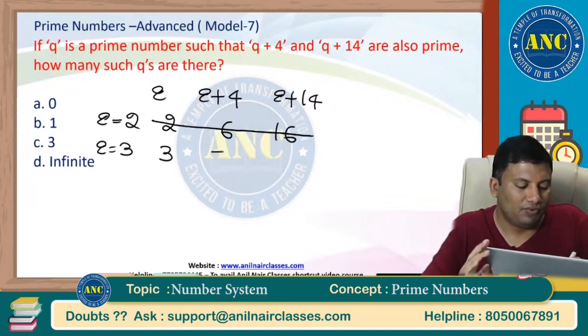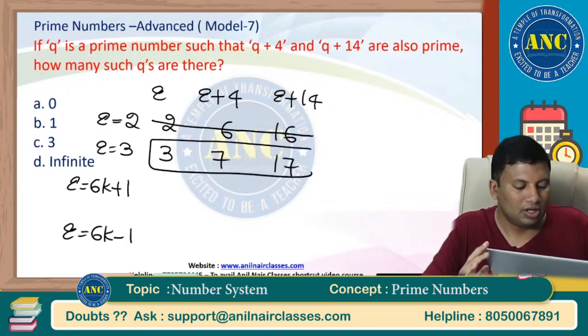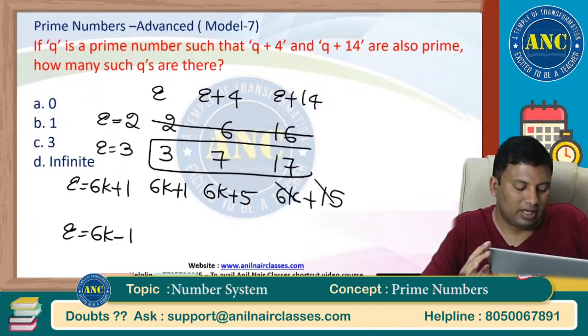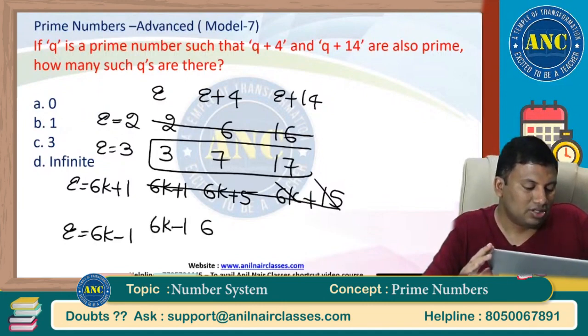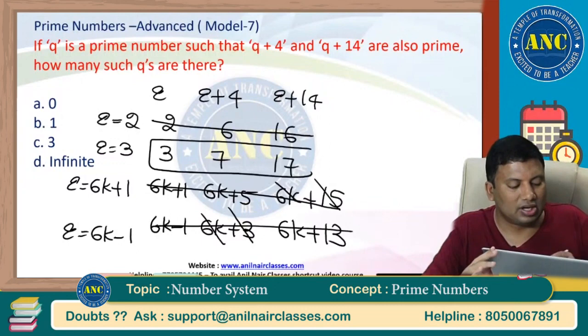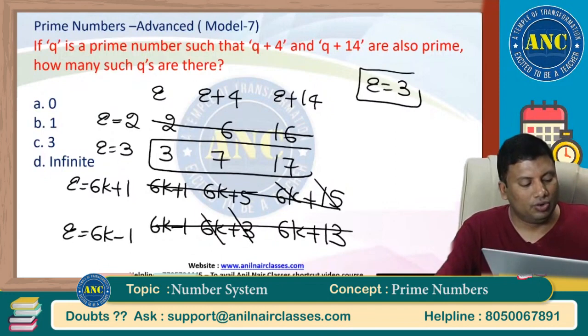Q is 3, 7, 17. It is possible. Any prime number greater than 3 is of the form 6k plus 1 or 6k minus 1. If you see these, 6k plus 1, 6k plus 5 and 6k plus 15 are divisible by 3. This case is not possible. 6k minus 1, 6k plus 3 and 6k plus 13 are divisible by 3. This case is not possible. So how many values can k take? Only one value. Q is equivalent to 3.